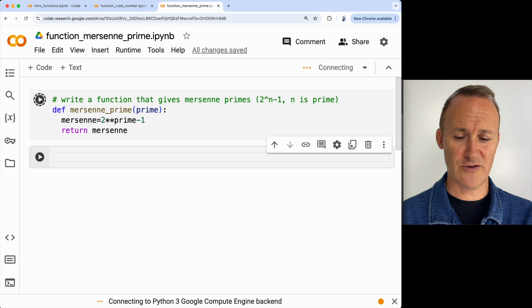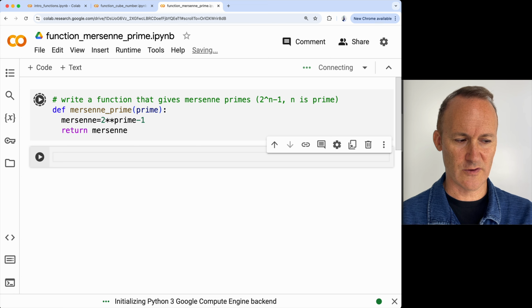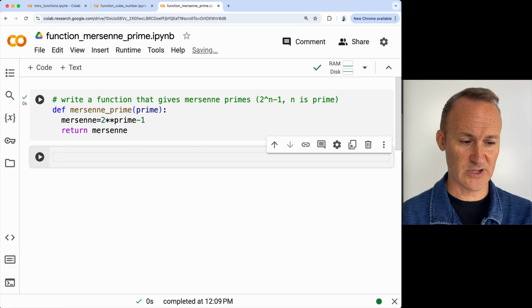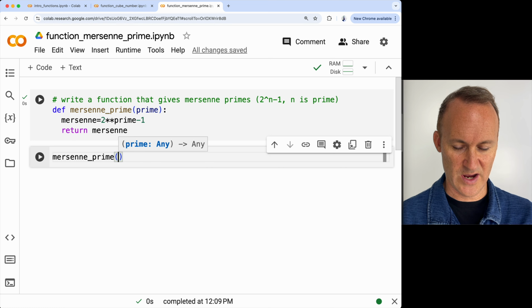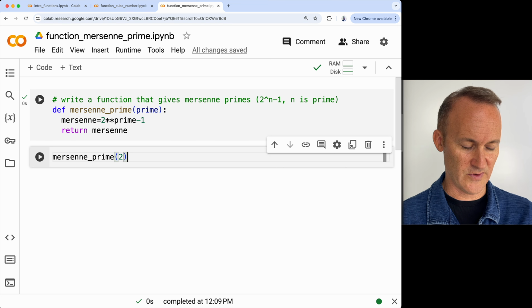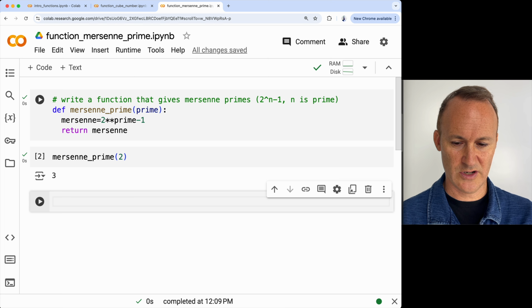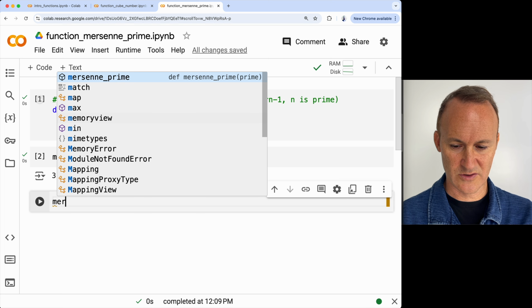And this is a real kind of interesting mathematical topic. So Mersenne conjectured that this is a way potentially to generate primes. So let's test some of these. The first prime is in fact 2. That's how you call the function. Press Shift-Enter, and you can see that you do get the answer of 3.